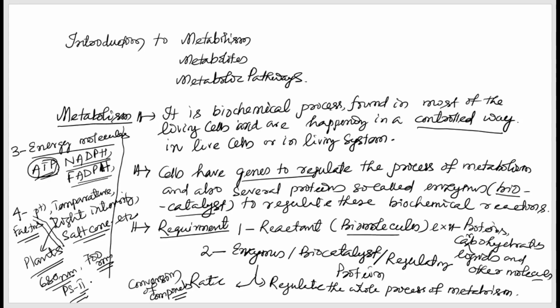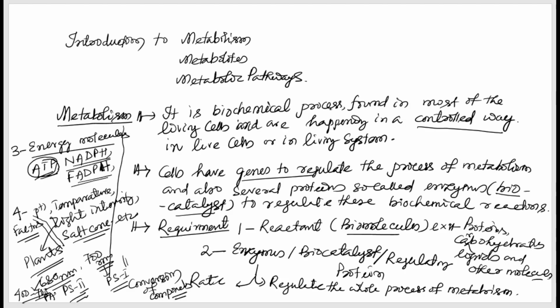In photosystem 2 there will be a requirement of 680 nanometer, and in photosystem 1 there will be a requirement of 700 nanometer. But as a whole, the plant requires the range of 400 to 700 nanometer, so called as PAR, that is photosynthetically active radiation. The range is 400 to 700 nanometers. So that is the metabolism and the requirements of metabolism.